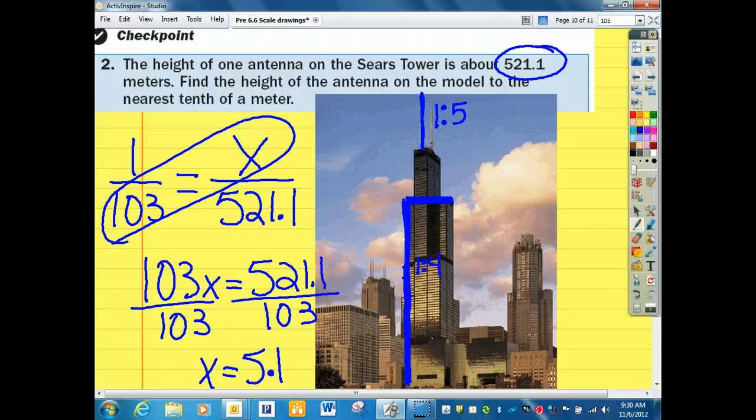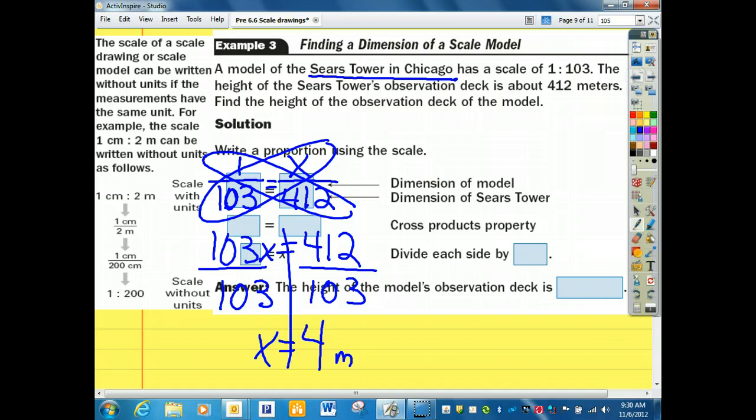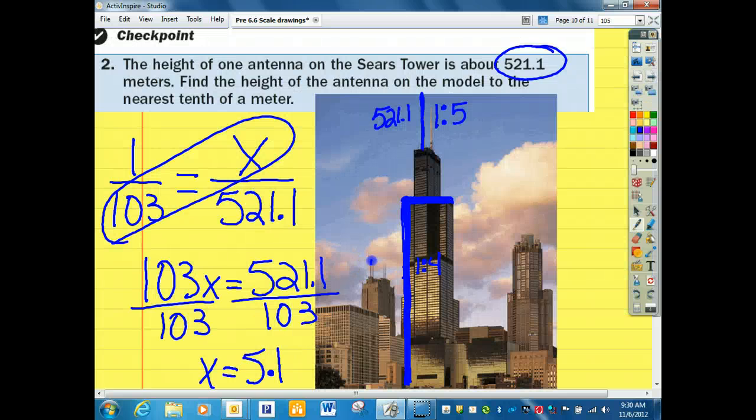Now let's vote again. If this is 521.1 meters, is this 412 meters? Do we agree with that? What we're saying here then is that this is 521 and this is 412. Is that right? No. So this must not be what they're talking about on the observation deck. What are they talking about then? It's not this part.